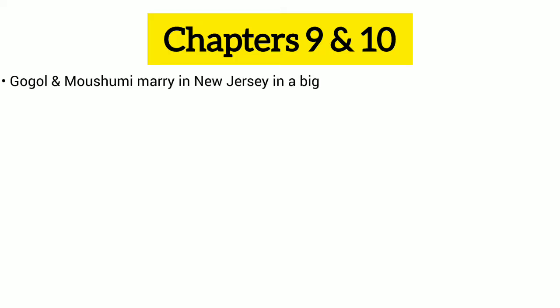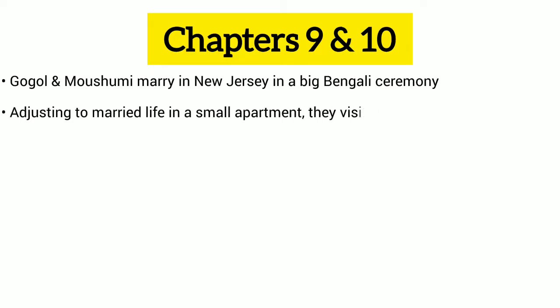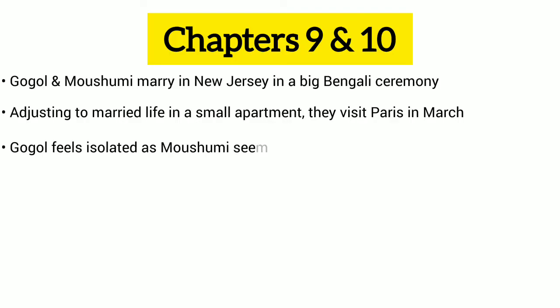Gogol and Mashumi begin a serious relationship, leading to their marriage in New Jersey in a big Bengali ceremony, largely orchestrated by their parents. Adjusting to married life in a small apartment, they visit Paris in March, where Mashumi has to present a paper at a conference. Gogol feels isolated as Mashumi seems more connected to the city.